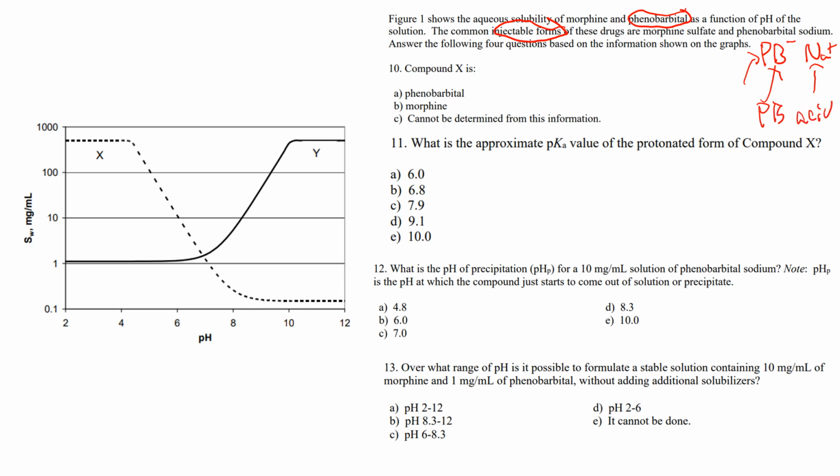And if you recall from class, acids are more soluble at higher pHs, because they're more likely to be negatively charged, and things with charges are more soluble in water. Bases are the other way. Bases are more soluble at lower pHs because they're more likely to be positively charged, so like base plus or H base plus. So from this, we just distinguish that phenobarbital is the acid.